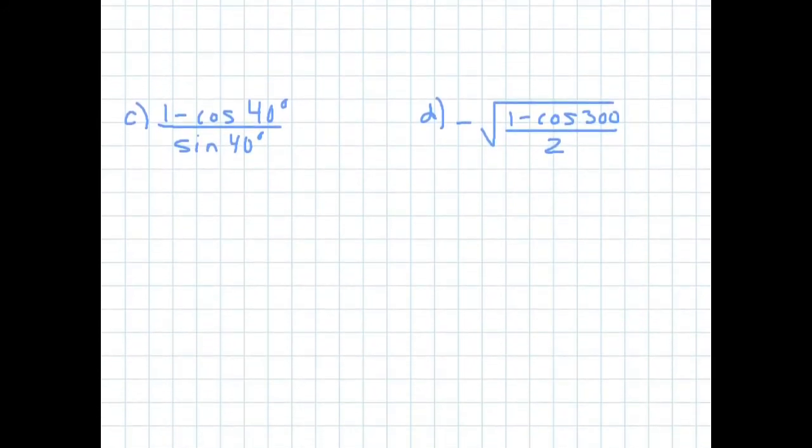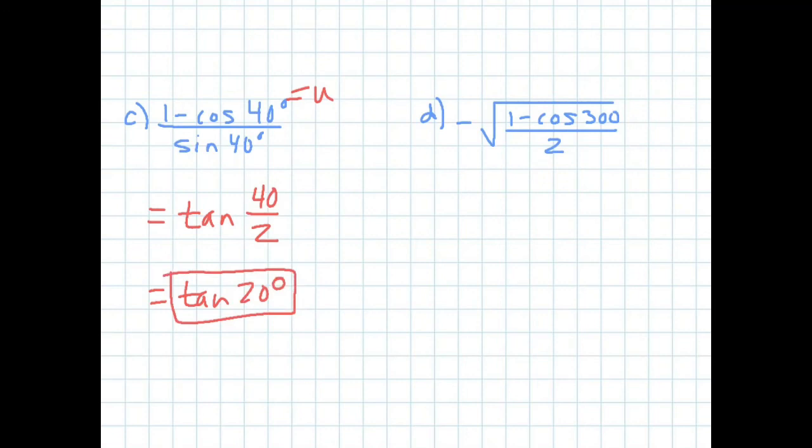I have 1 minus cosine of 40 over sine of 40. So looking at that one, I would say it's not any of our double angle formulas. It looks like it's one of the tangent formulas because of the 1 minus cosine of an angle, u, over sine of u. So here I would insert in tangent of blank over 2, and so my u, in this case, is actually 40, so I put in 40. So then I get tangent of 20 degrees. Okay, so that's kind of what we're looking at.